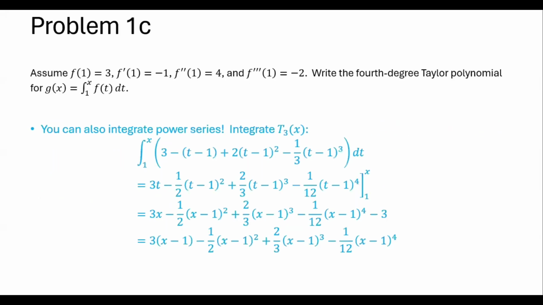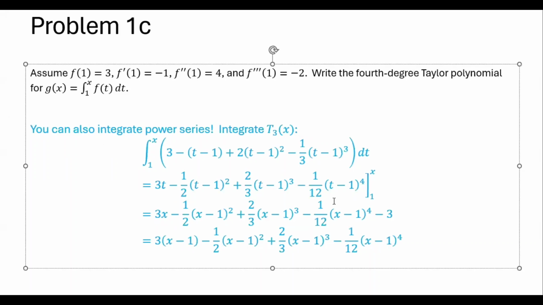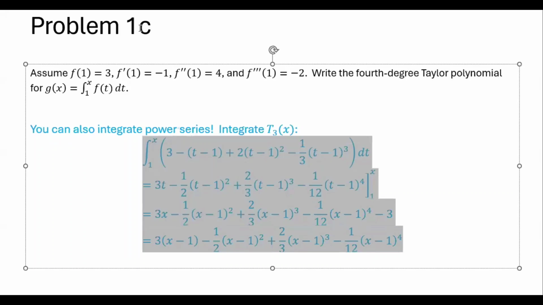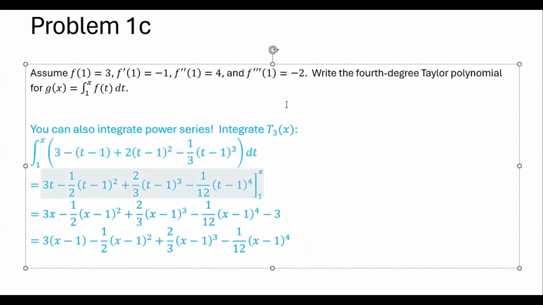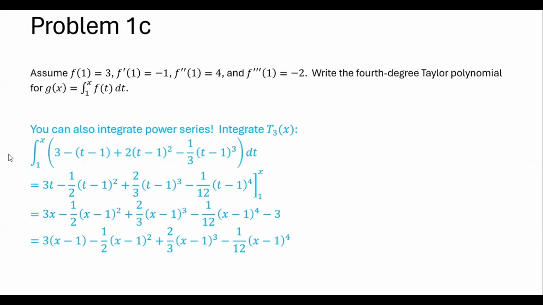Okay, part C, the fourth degree Taylor polynomial for g of x is this guy. Let me reformat this. I don't like how this is looking. There we go. Apologies. So remember in part B, I was saying you can differentiate and integrate power series. So we can just integrate our T3 to get G.